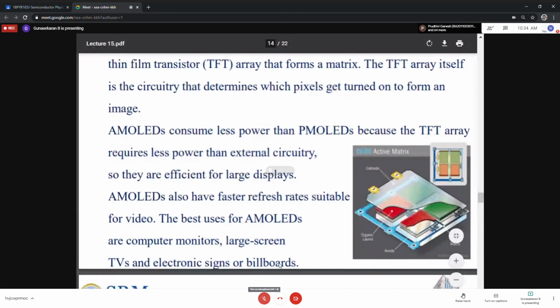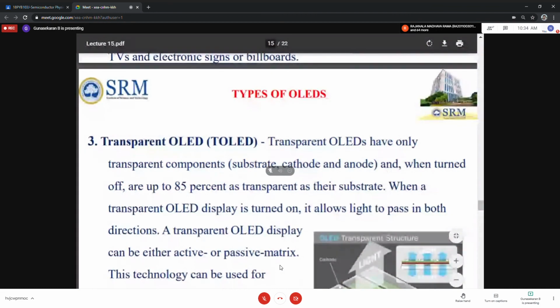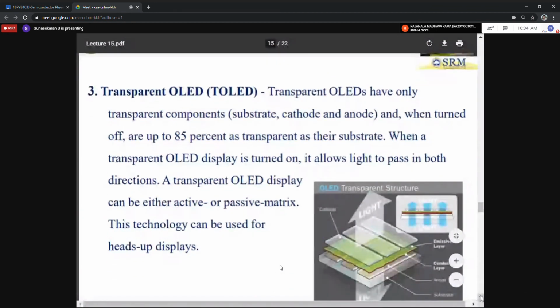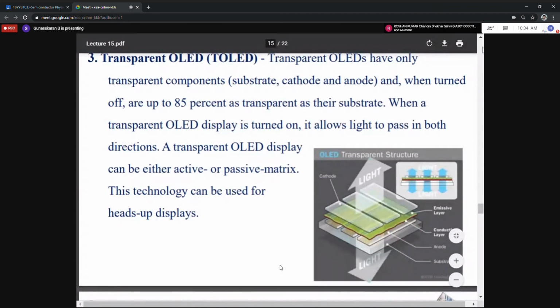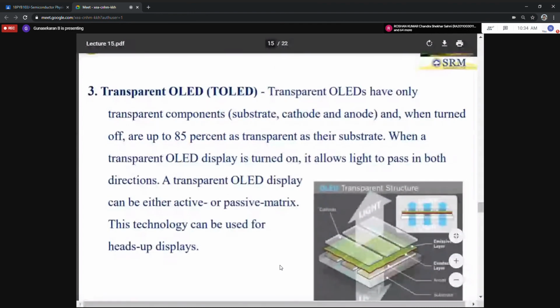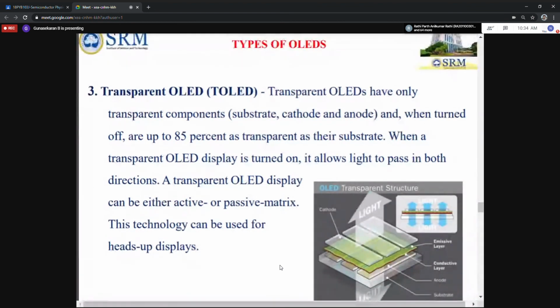Then the third one is transparent. Here, except for the organic layers, the substrate, anode, and cathode are transparent. See here, in transparent OLEDs, only these components are transparent: the substrate, cathode, and anode. The organic layers are not transparent.